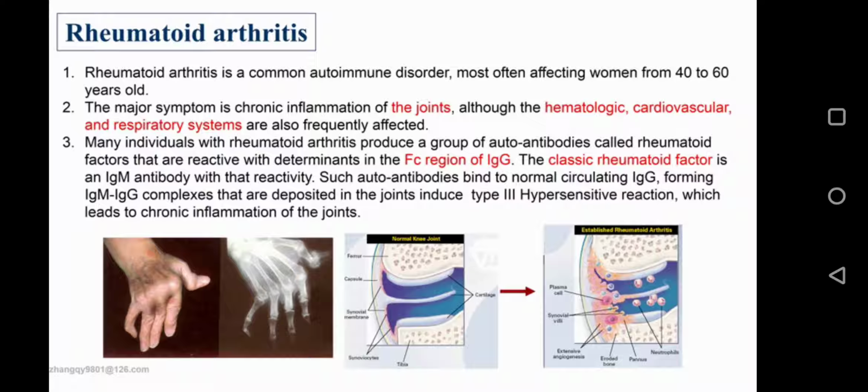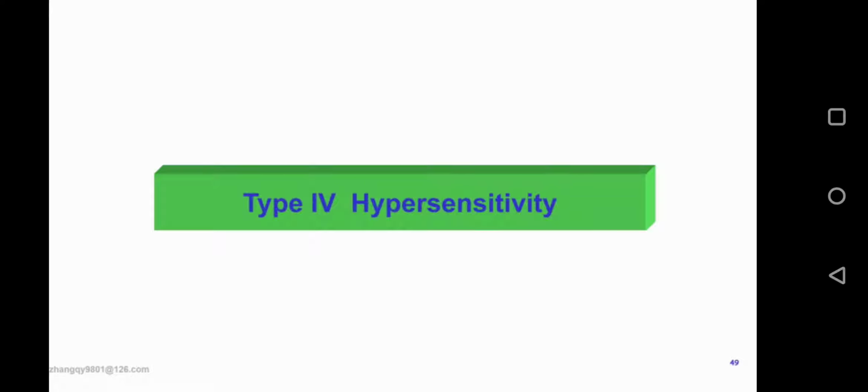So the IgM antibody binds to the Fc fragment of IgE, will form an immune complex, and will cause deposit in the joint. They will cause the reaction, and will cause chronic inflammation of the joint. So this is another disease about type 3.